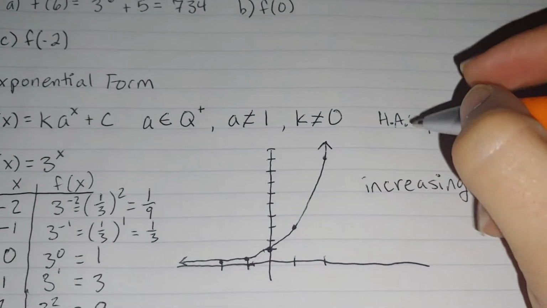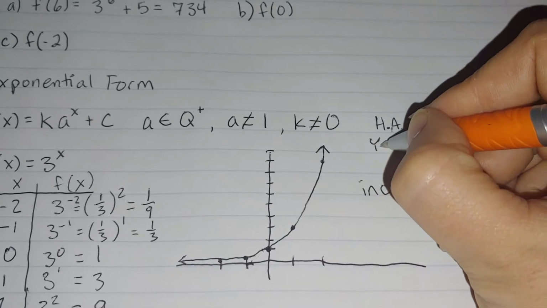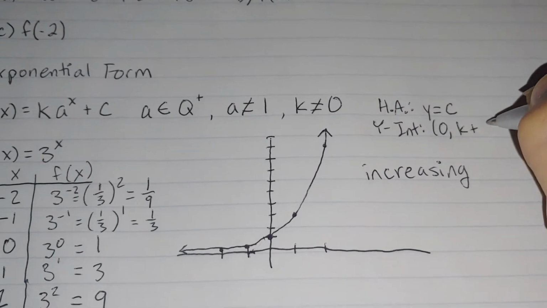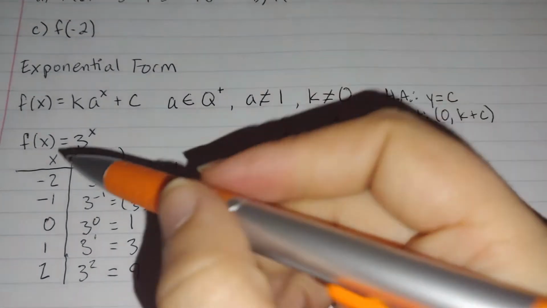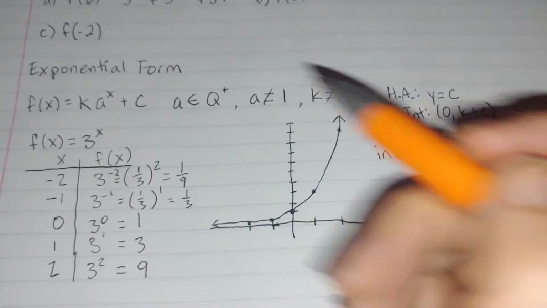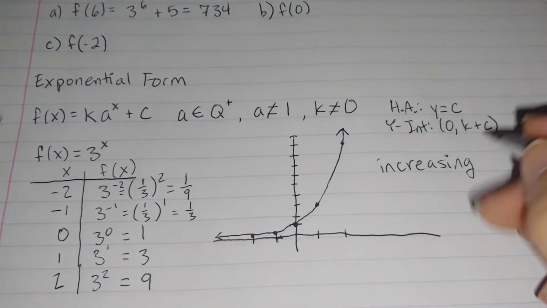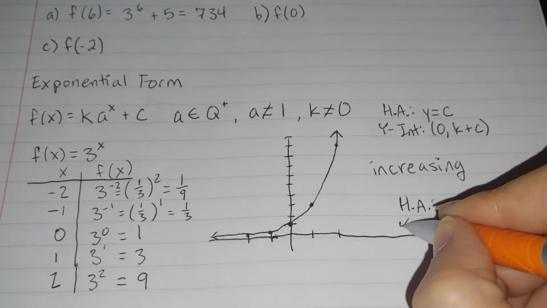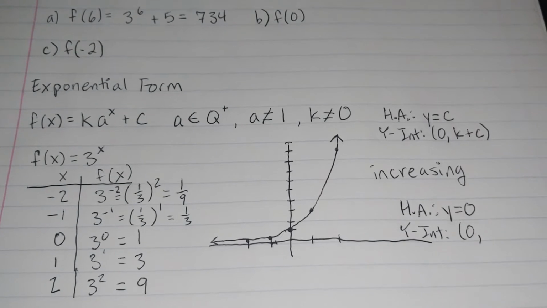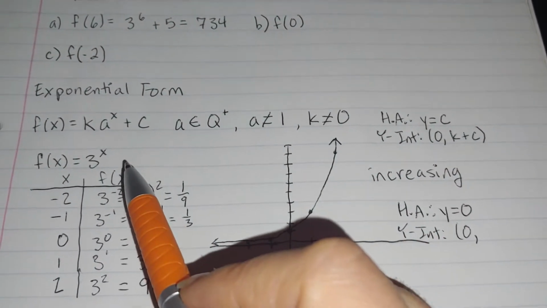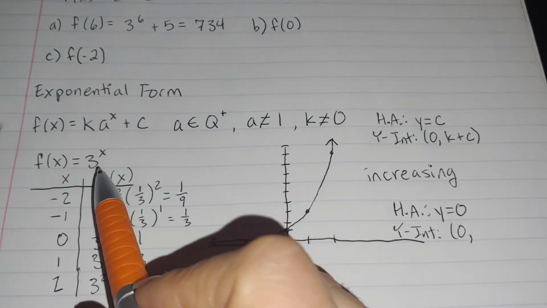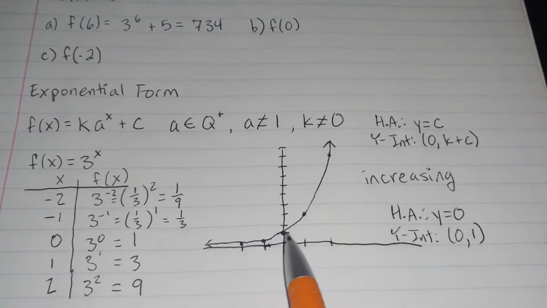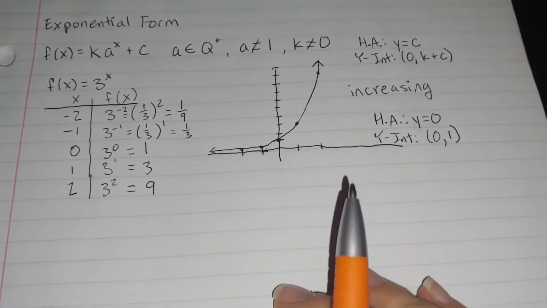For the y-intercept, that's always going to be found at 0, k plus c. So let's look here. What is c? Well, there's nothing there, so c must be 0. See how my horizontal asymptote is at 0? Now, what about my y-intercept? 0, and now I've got to do k plus c. Well, I don't see a c, so that's 0. What is k? Well, my base is 3. If there's nothing written in front of it, I assume that k is 1. So 1 plus 0 is 1, and yes, that is my y-intercept.